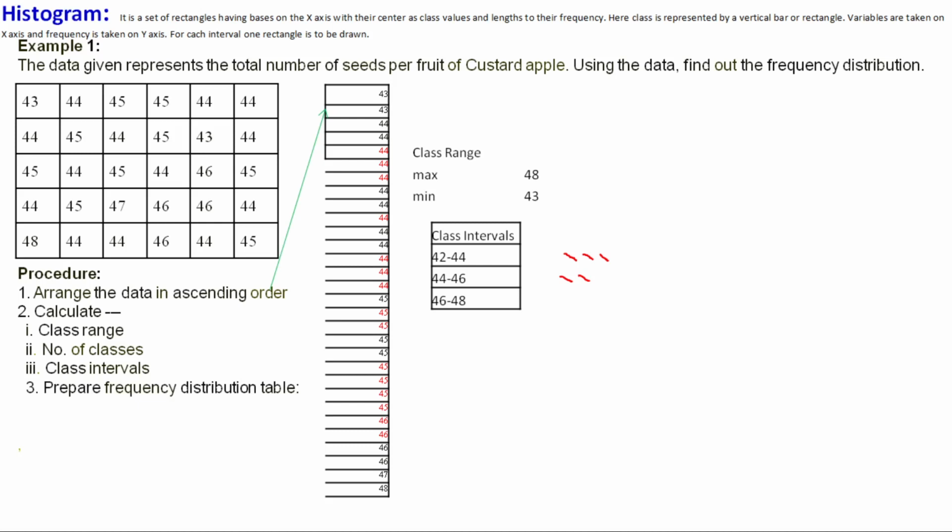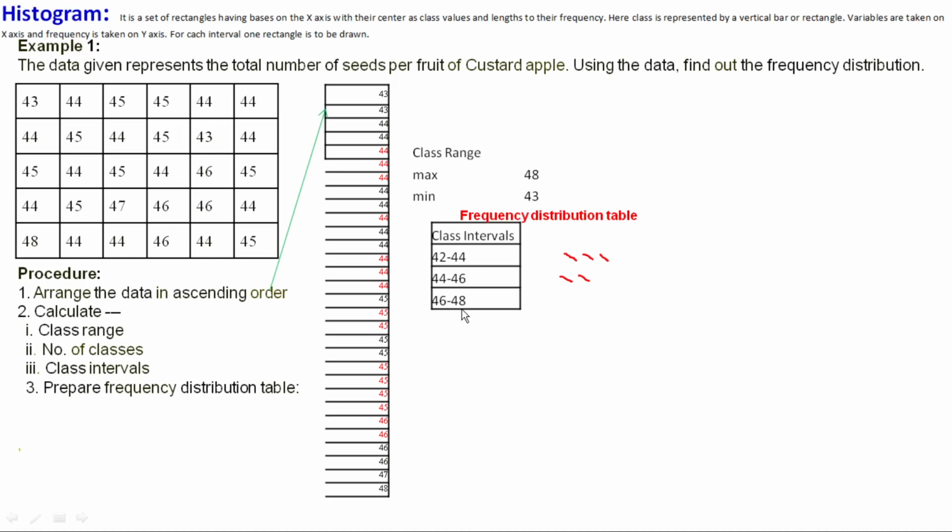Now how can we perform that frequency distribution table? What we have to do is count how many individuals or observations lie in this particular category, 42 to 44. Say, for example, 43 is this value. So for this class interval there will be a tally mark, because this is the first observation. 43 again, first, that comes here, that comes here.